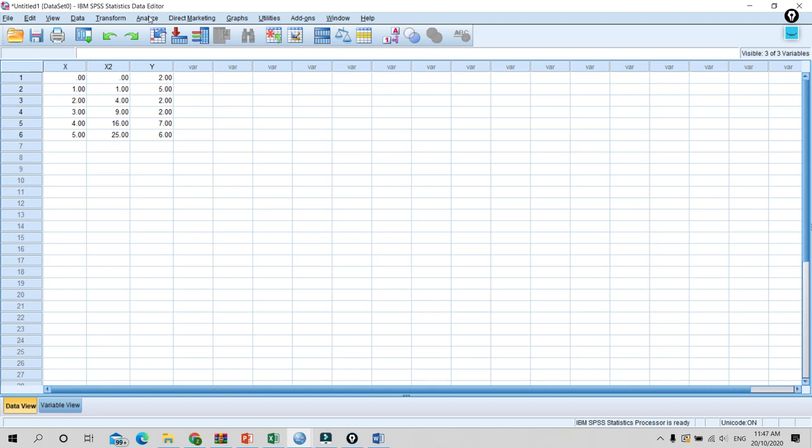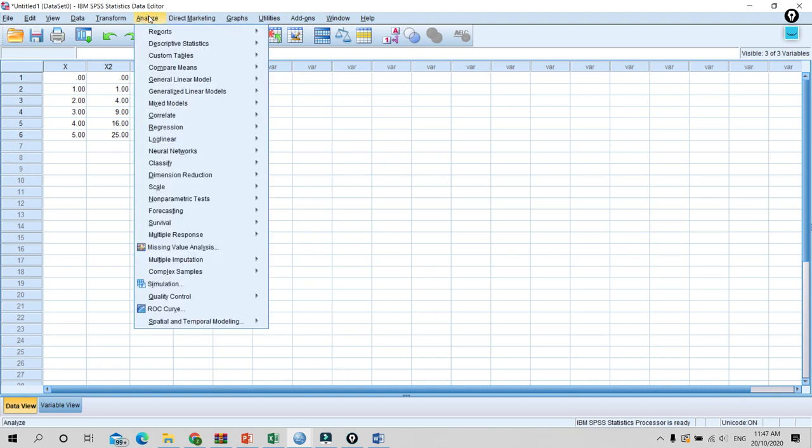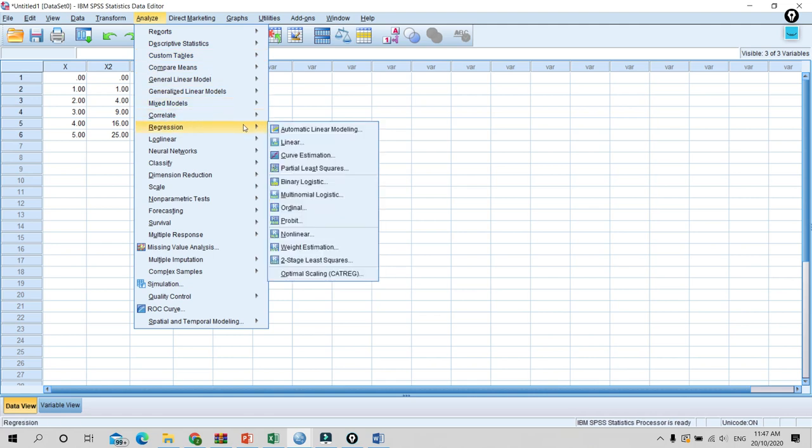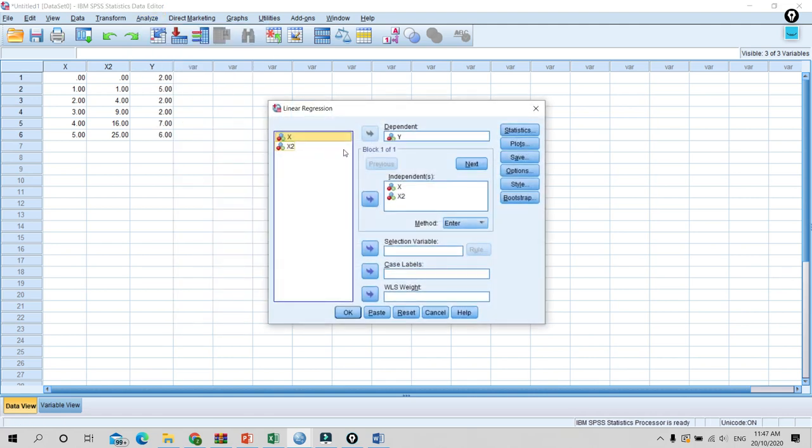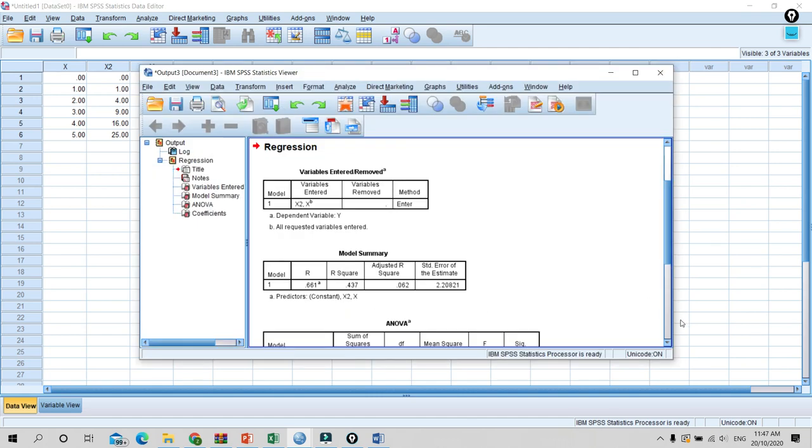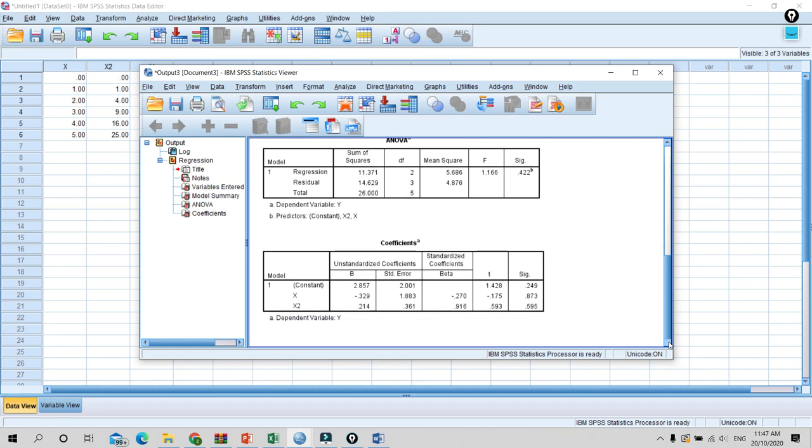We go to analyze, then regression, then linear regression. I just put reset here. I select y as my dependent variable. Y is dependent, x is independent: x1 is x, then the other is x2. So you have two independent variables. Then you just click OK, and this is the result of the quadratic equation.